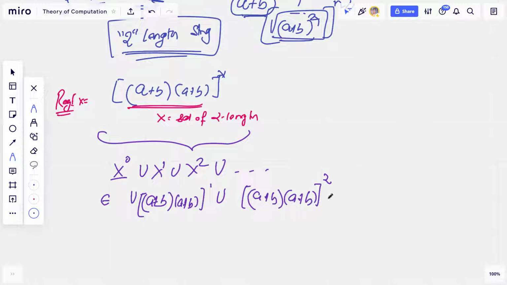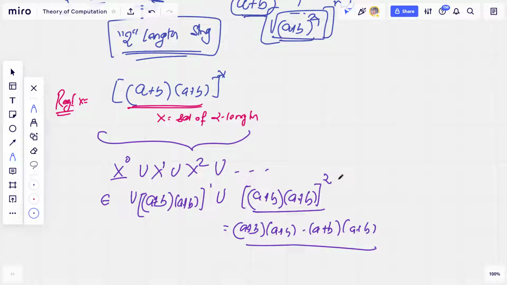Now what is it? This is an informal way, but what is the respective regular expression? I already told you, right? It will be (a+b)(a+b)(a+b). I already told you how, this is an informal way of writing it, but the actual regular expression will be something like this. So you got the point, right?